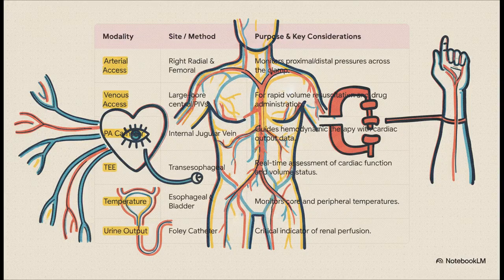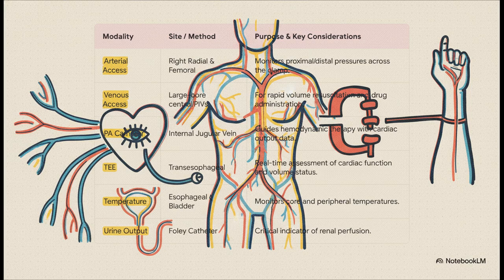This table really drives home the level of monitoring we're talking about. This setup is our mission control. Every single line tells a critical part of the story. We usually place the arterial line in the right radial artery. Why? Because the aortic clamp might be placed proximal to the left subclavian artery, which would give us a falsely low and, frankly, dangerous blood pressure reading. The femoral arterial line is our only window into what's happening below the clamp. It tells us about distal perfusion.